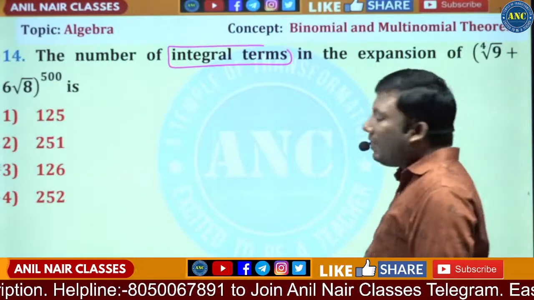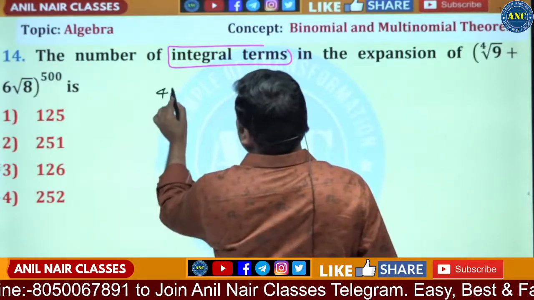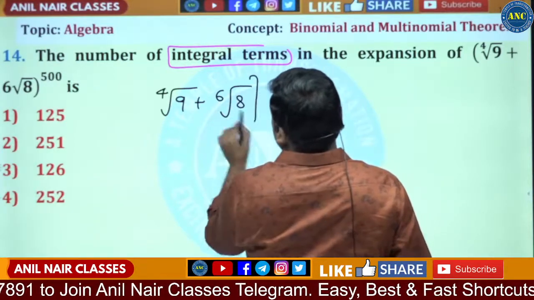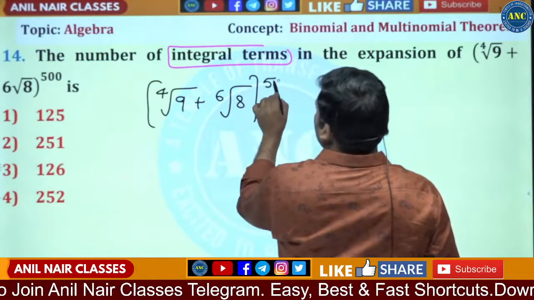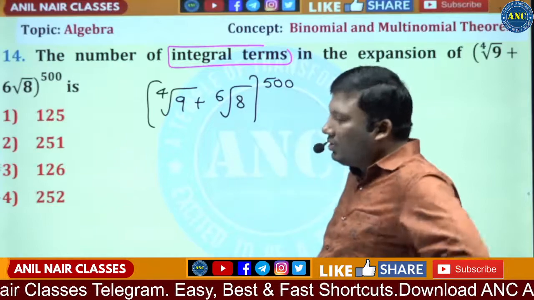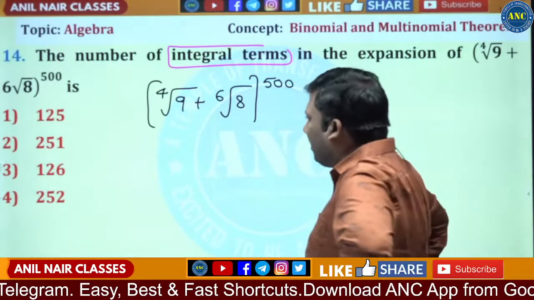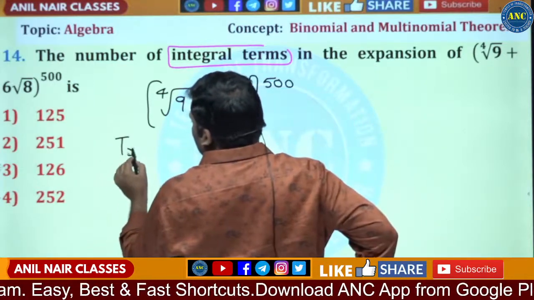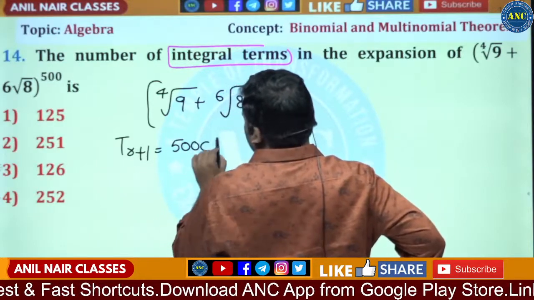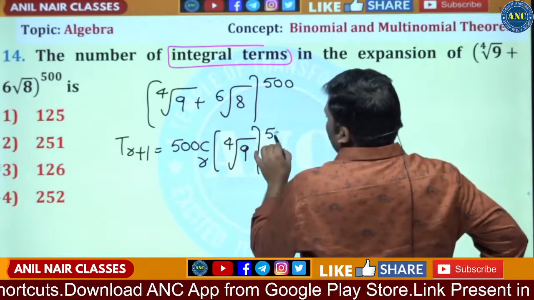Next one, another question. Number of integral terms in the expansion (4th root 9 + 6th root 8) power 500. How many terms are there which take an integral value? For the expansion (4th root 9 + 6th root 8) power 500, this will become T(R+1) equivalent to 500CR (4th root 9)^(500−R).